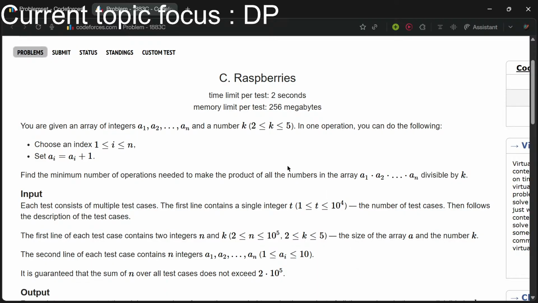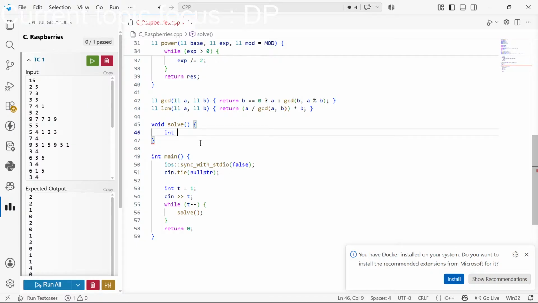Then set a of i equal to a of i plus 1. So basically I can increment. Find the minimum number of operations needed to make the product of all numbers in the array divisible by k. Okay, interesting.